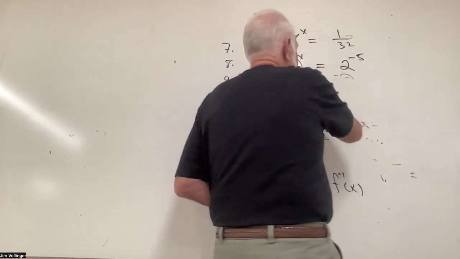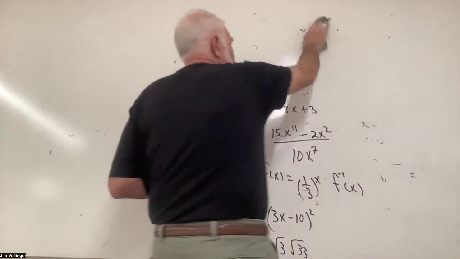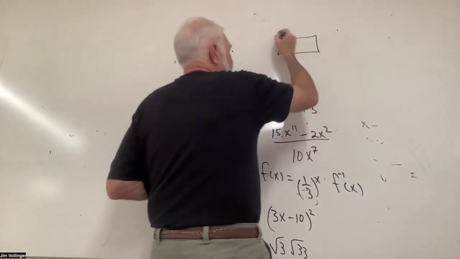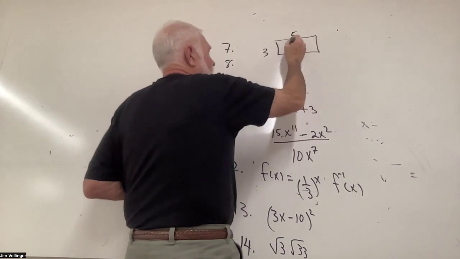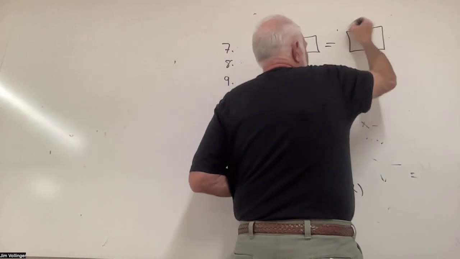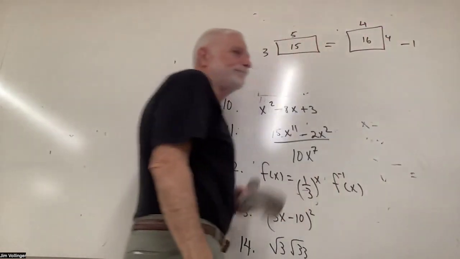Rid of that. X squared minus 8x plus 3. Well, we got to look at something conceptually now, I think. Let's start with 3 by 5. That's a rectangle. Gives me 15 units of area. I could have expressed it as a 4 by 4, which gives me 16, and then subtract 1.